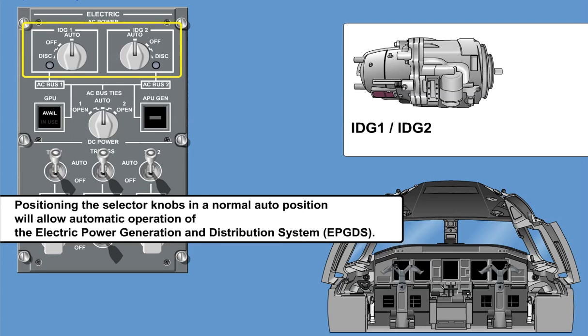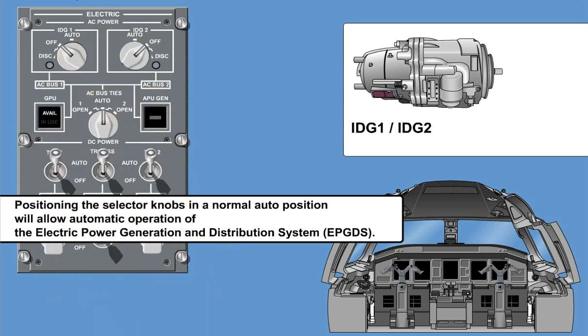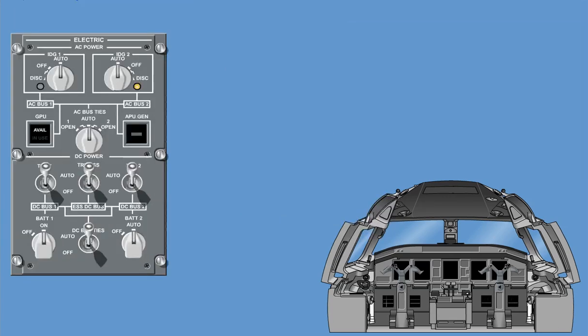Positioning the selector knobs in a normal auto position will allow automatic operation of the Electric Power Generation and Distribution System, EPGDS. If the selector knobs are in the off position, IDGs will be tripped offline and de-excited. An amber LED illuminates beside the associated selector knob to indicate which IDG has failed.